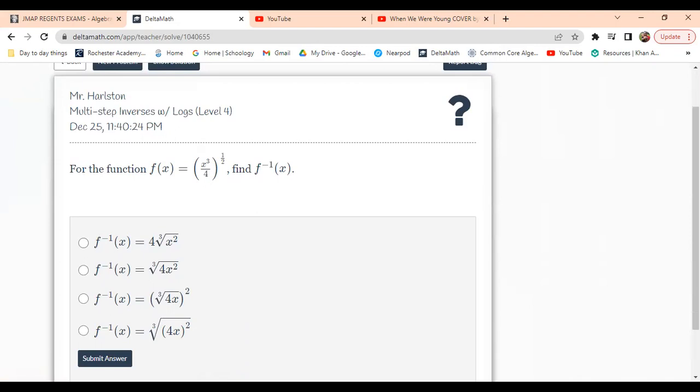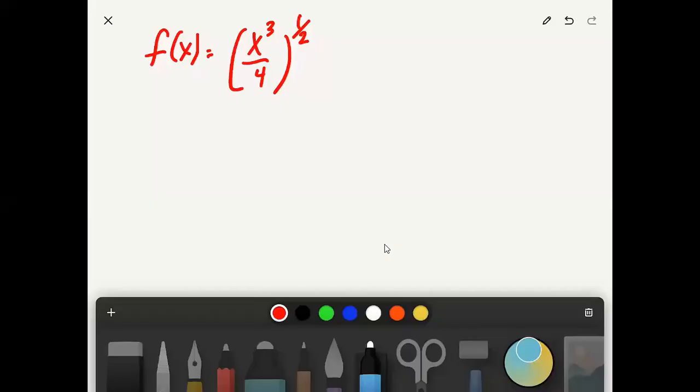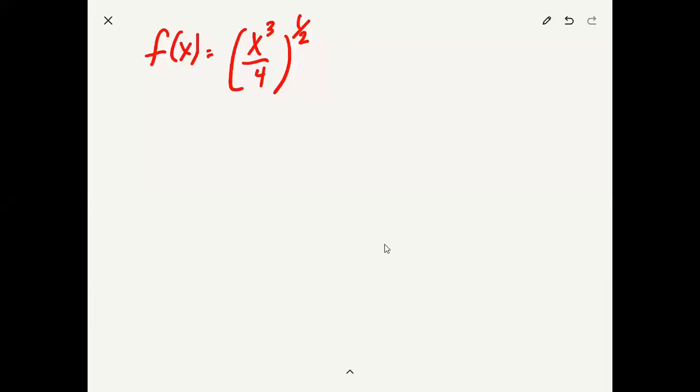Let's pull up the iPad and see what we got here. All right, so the very first thing that I'm doing is I said we're raising it to the 3rd power. And then we are dividing by 4. And then we're raising it to the 1/2 power.